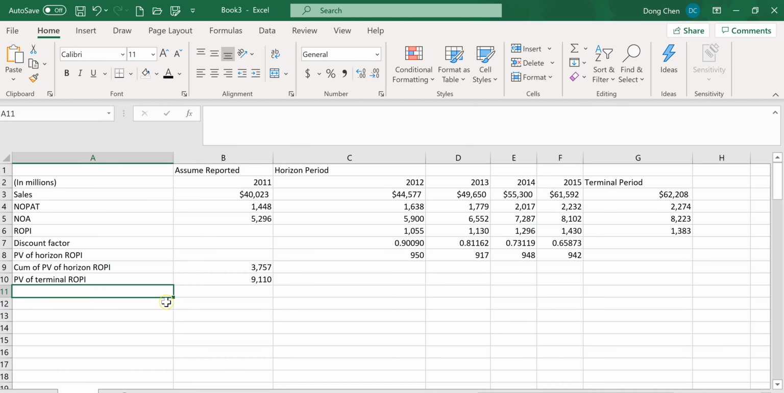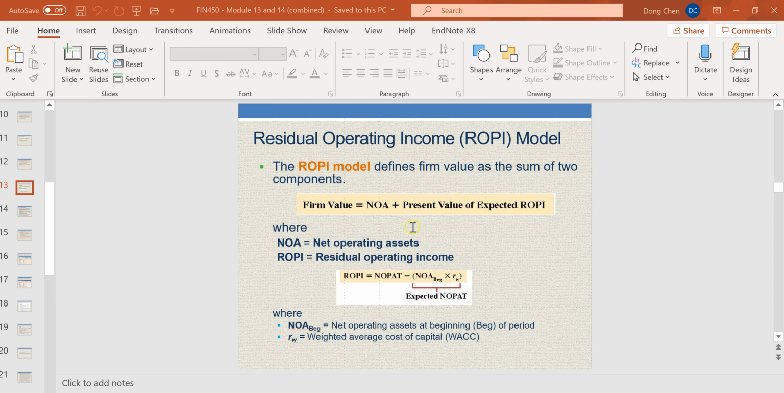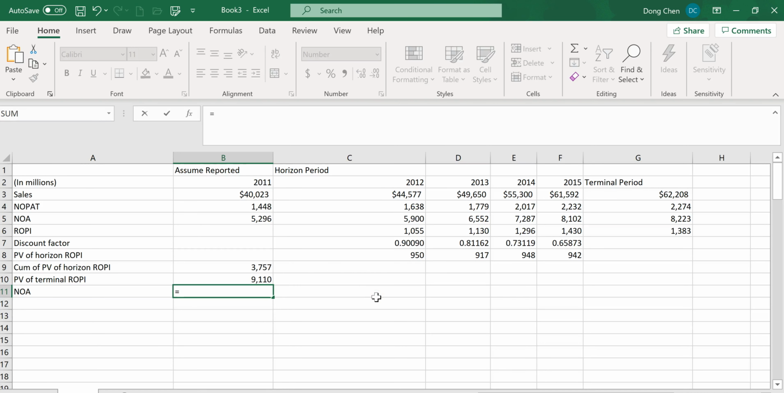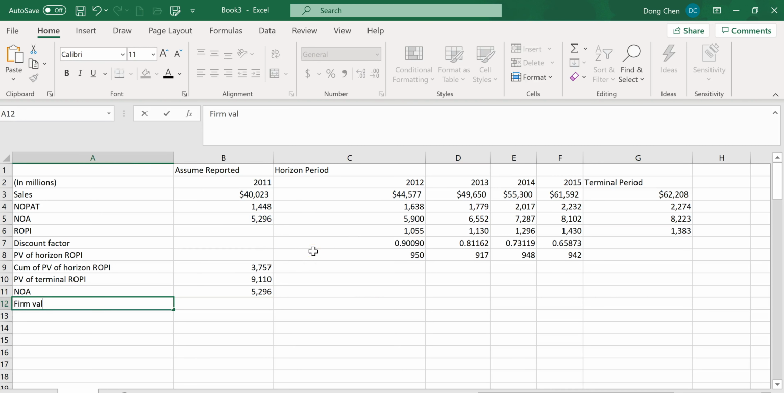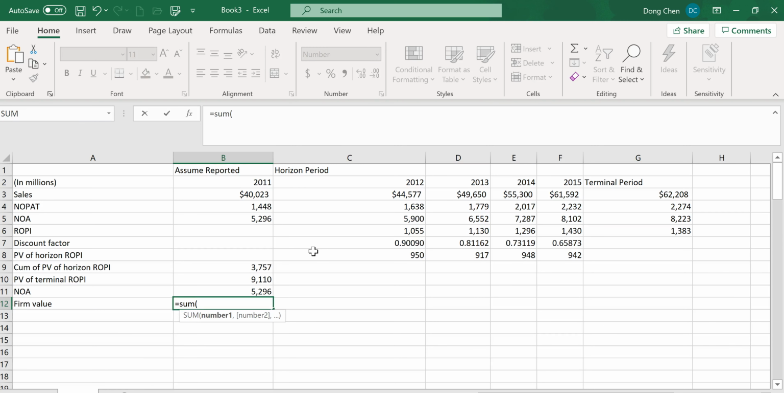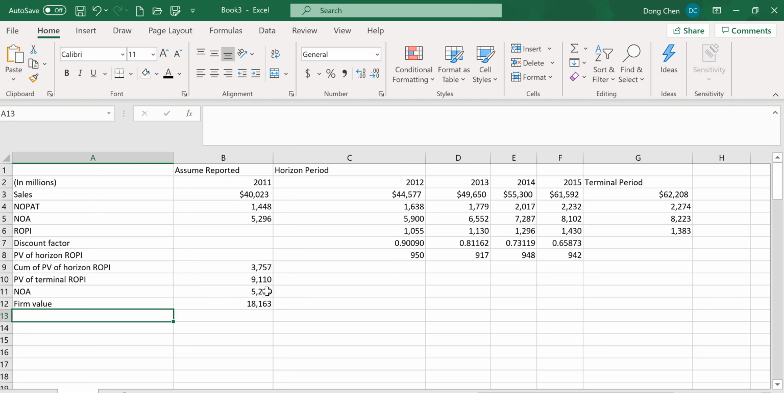Then I also need the NOA number, because the firm value requires the NOA. NOA is directly copied from the information provided. Now I can calculate total firm value, which is the sum of these 3 numbers. The next items are NNO and NCI, because I need to subtract these 2 numbers to get the equity value.